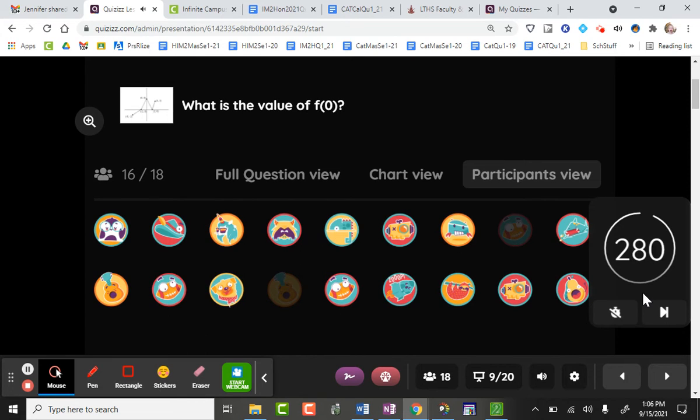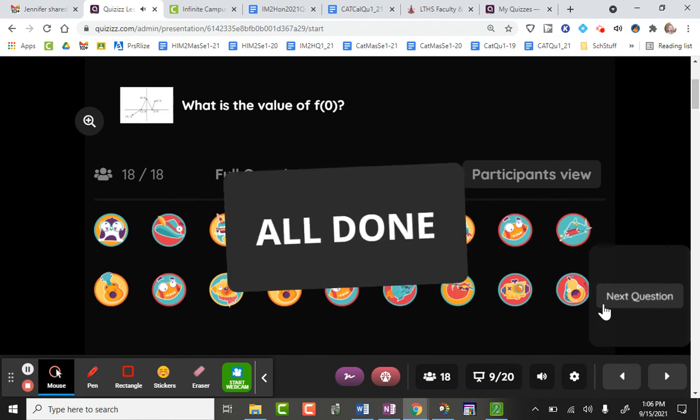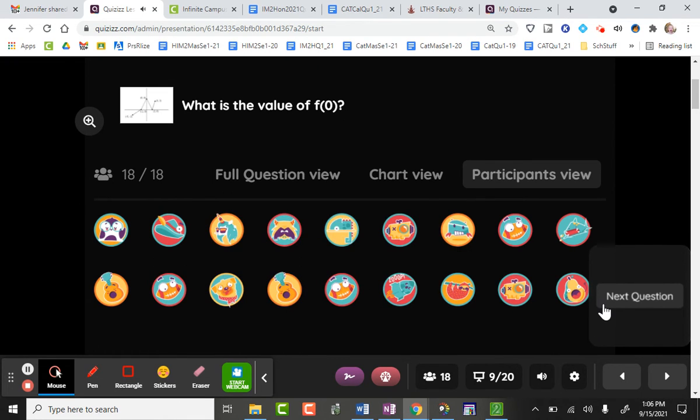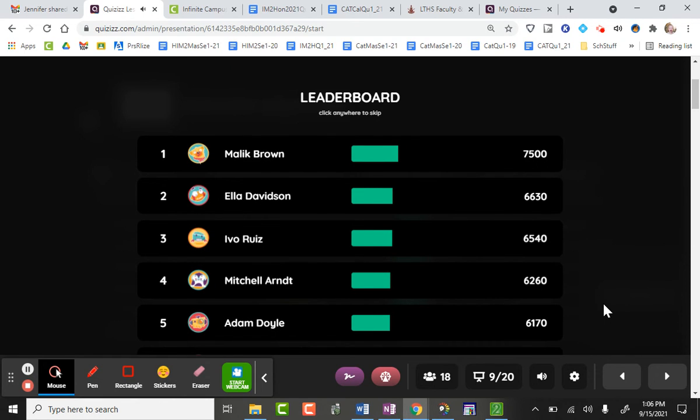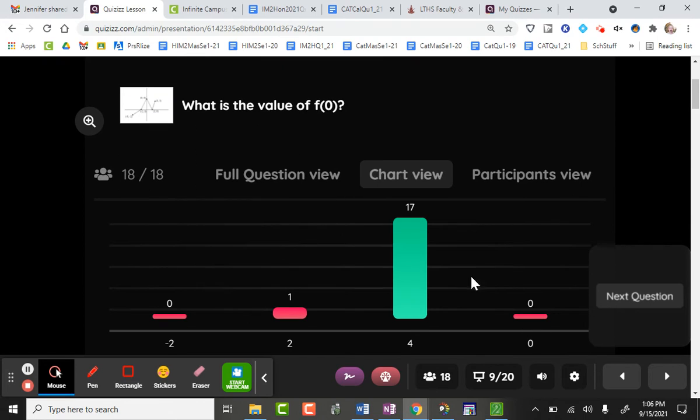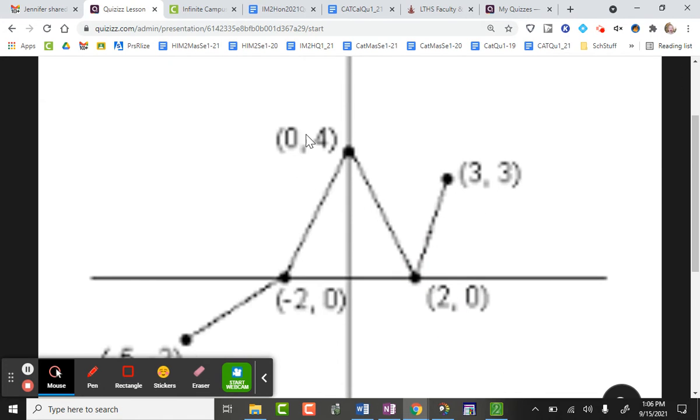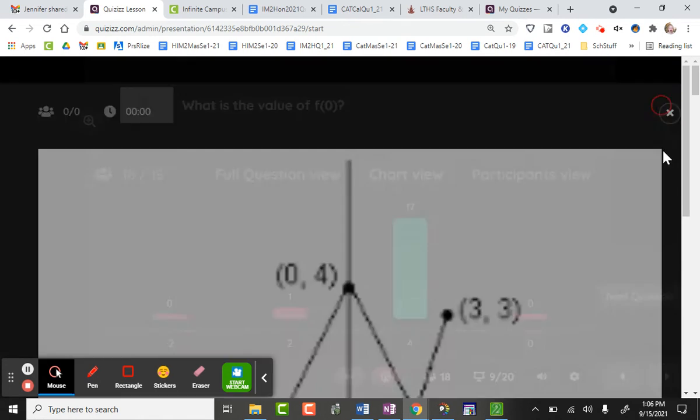So f of 0, 0 is x. What is the y? Very simple math one, actually grade school question. Maybe grade school you didn't have function notation though. So maybe math one you first learned what f of 0 means. Sorry, nice, Malik and Ella. You guys are way up there. Ivo, 17 people. All right, so yeah, input, output. So if I input 0, I get 4 as an output. That's what that means in the graph.